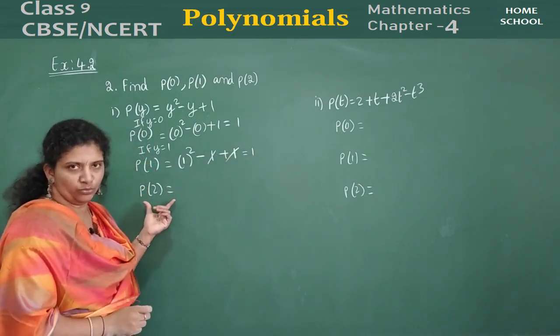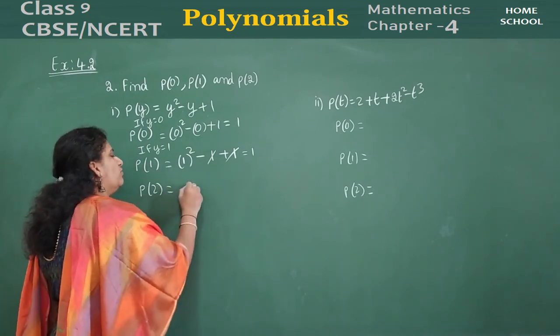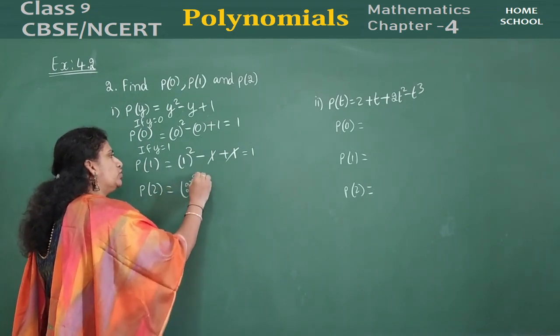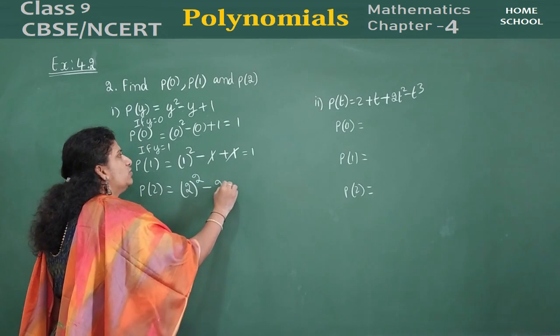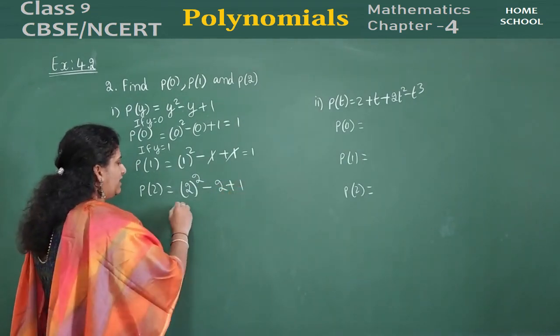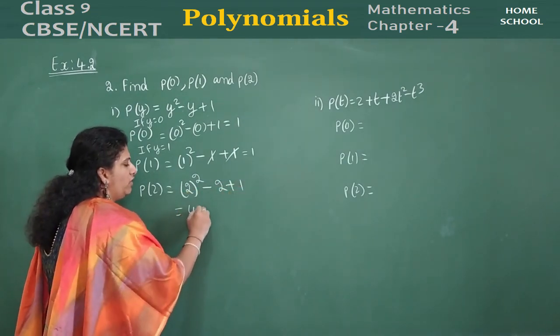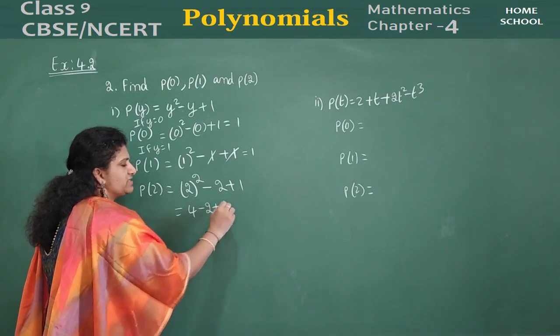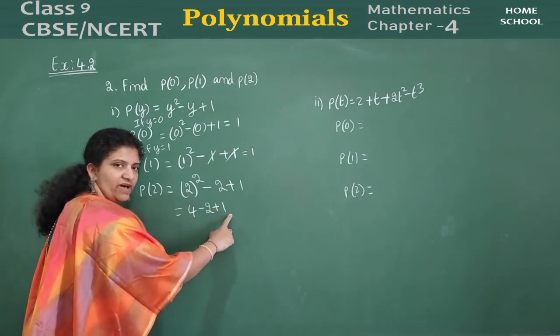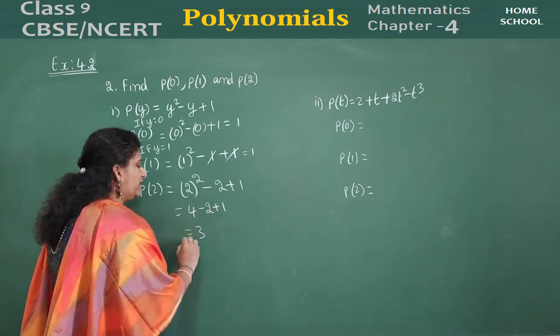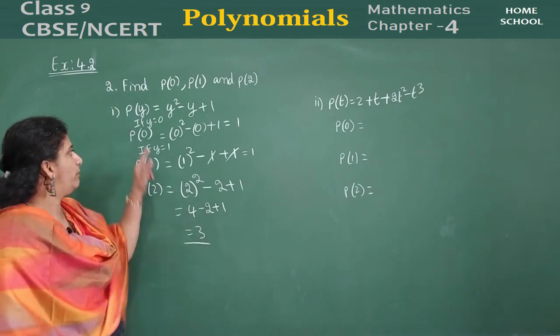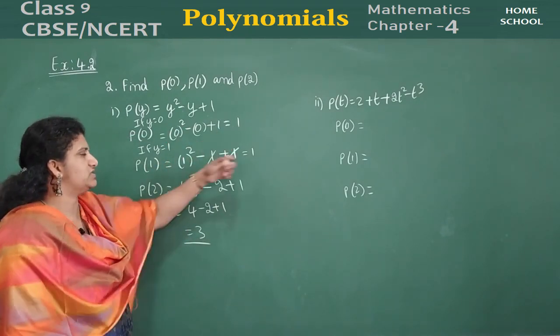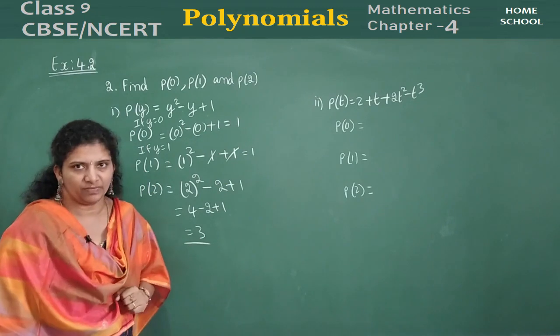Then P of 2. Same manner, in y place substitute 2: 2 square minus 2 plus 1. That will be 2 2s are 4. 4 minus 2 plus 1. 4 plus 1, 5. 5 minus 2 will be 3 is your answer. Therefore, P0 is 1, P1 is 1, P2 is 3.